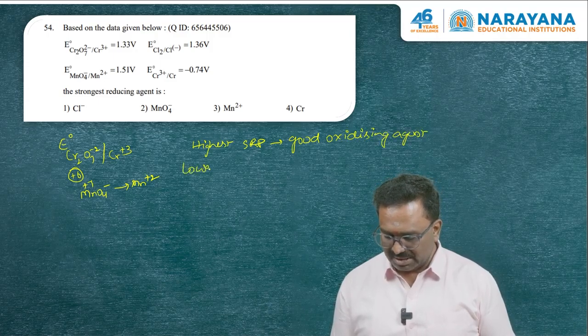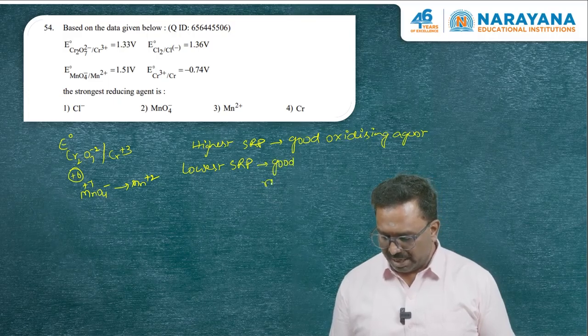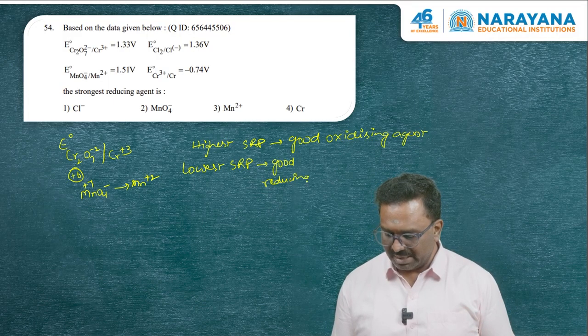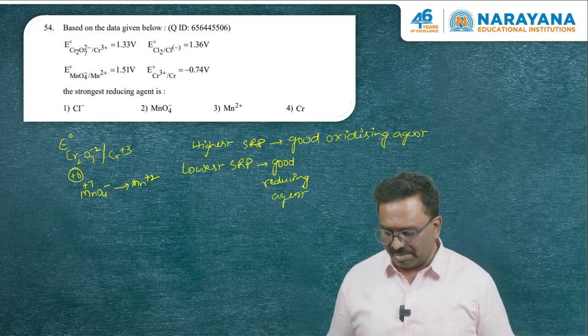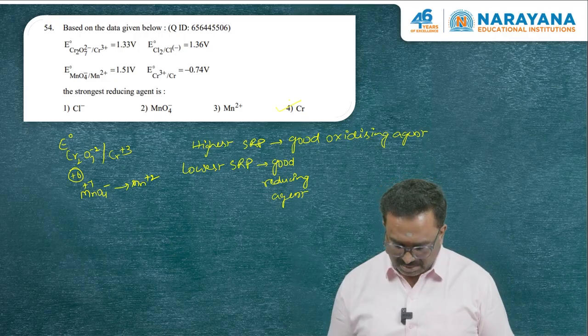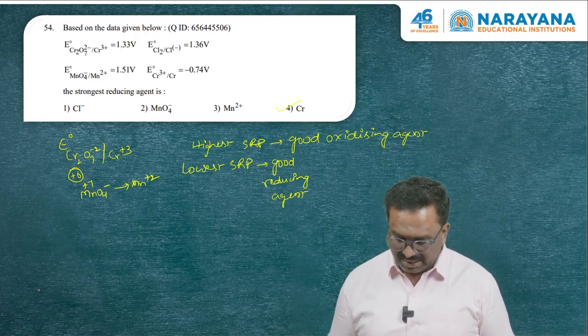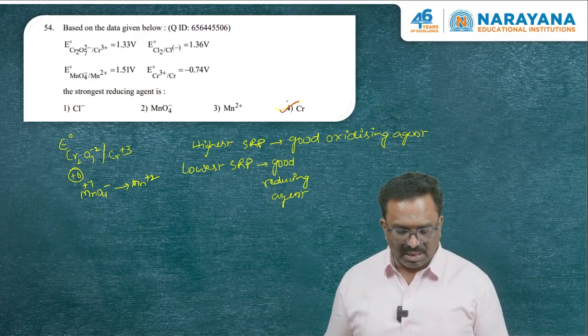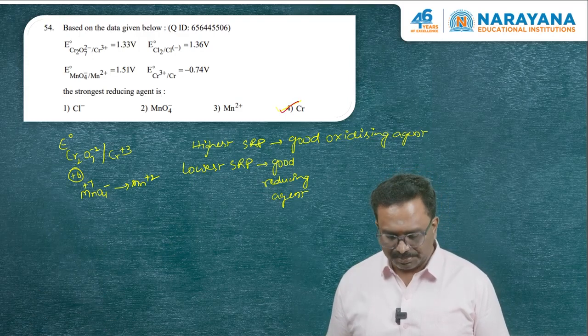Whereas the lowest standard reduction potential acts as a good reducing agent. What does it indicate? It readily donates the electrons. That means chromium is the best reducing agent among those based on the given SRP values.